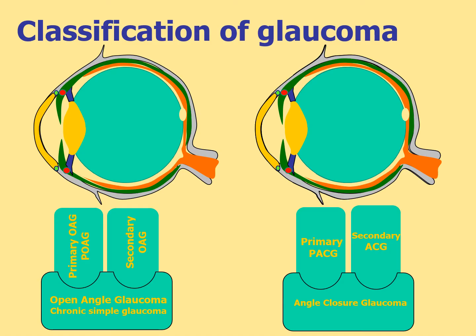We've already discussed that the glaucoma can either be open angle when the angle is open or closed angle when the angle is closed. Now the open angle glaucoma, also known as chronic simple glaucoma, can either be primary when the cause is not known or secondary when the cause is known. In the next few slides, we will discuss first the primary open angle glaucoma and then the different types of secondary open angle glaucoma.